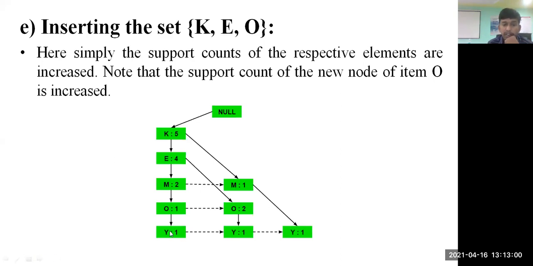For example, for Y, you can see Y is available 3 times in your tree. Y equal to 1, Y equal to 1, Y equal to 1. O is available 2 times. M is available 2 times. E and K only one time. So now, if I look into Y, I have branches such as K, E, M, O. And if I take Y again here, I have K, E, O. And again if I take the Y value, K, M values, right?